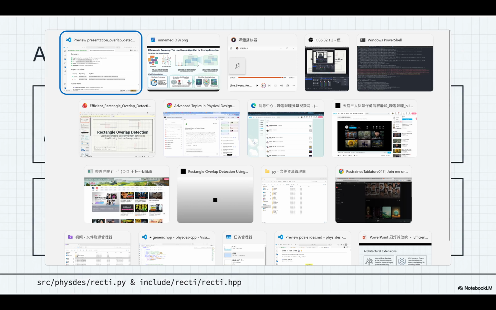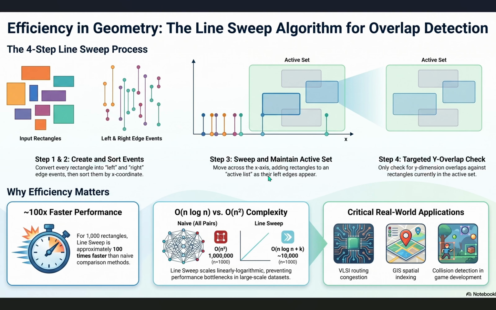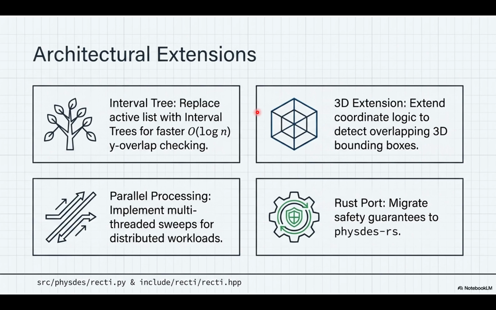It's incredible. But before we wrap up our learning journey for today, I want to leave you with a final provocative thought. Something directly from the Future Work and Architectural Extension slide. Yes. The presentation notes that the next steps involve migrating this exact logic into 3D. Detecting overlapping 3D bounding boxes. Right. And replacing the active list with an interval tree for even faster checking.